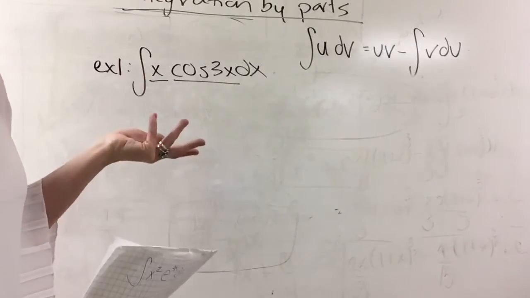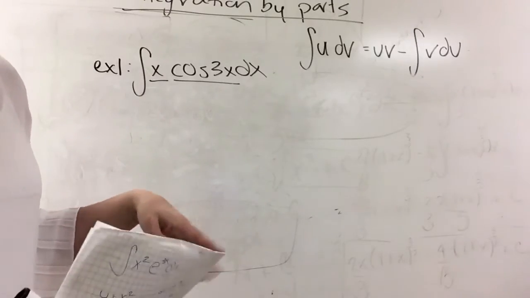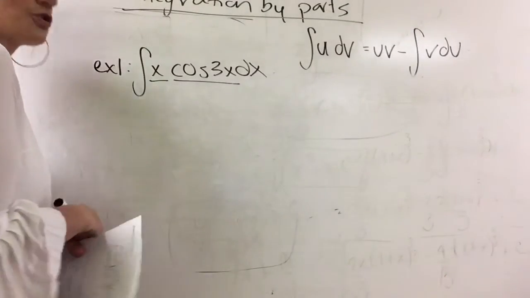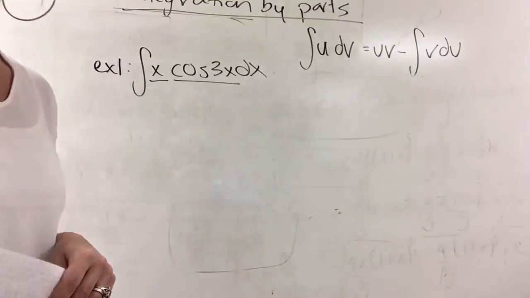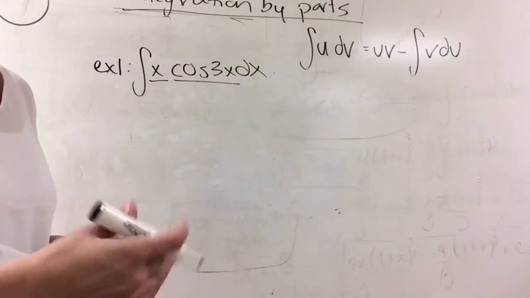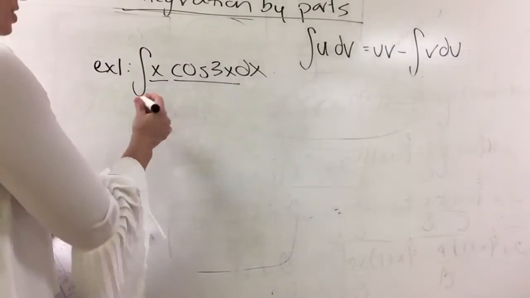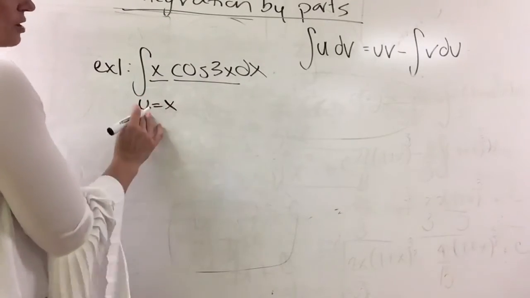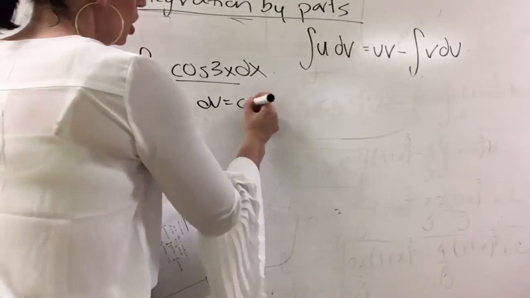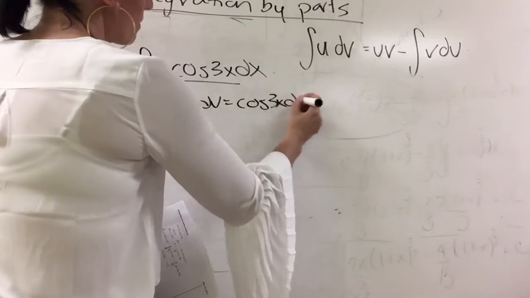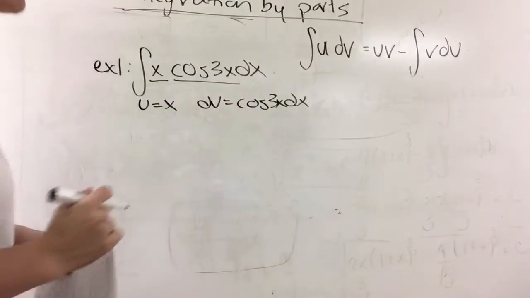The next thing I need to figure out is what's my u and what's my dv, okay? For u you need to find the derivative, and for dv you need to find the integral. Sometimes it matters which one you choose and sometimes it doesn't. So let's just go ahead and pick. I'm going to make u x and I'm going to make dv cos 3x dx. And remember that whatever you pick for dv, the dx goes with it.